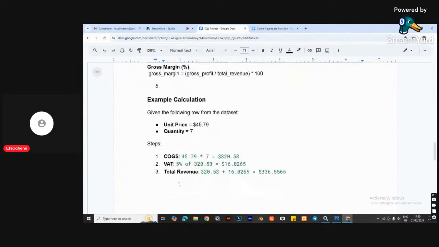So it's 5%. Look at it, 5% of this. These are examples: 5% of a particular cost of goods will give you this. So 5% of 320 dollars, naira, pounds.